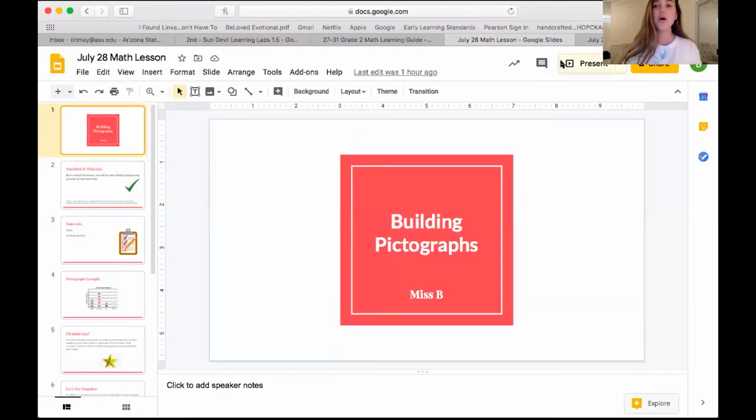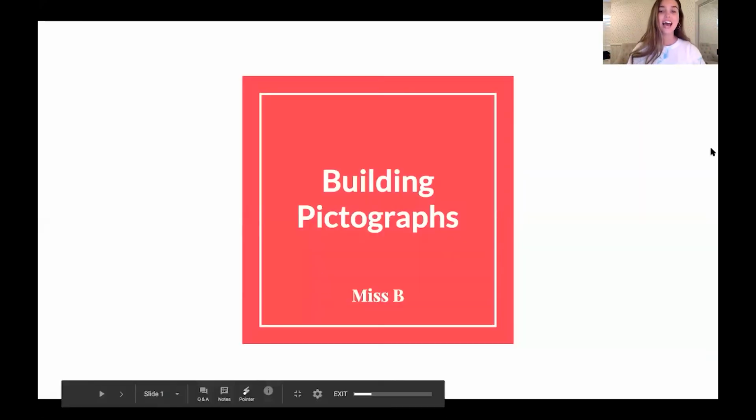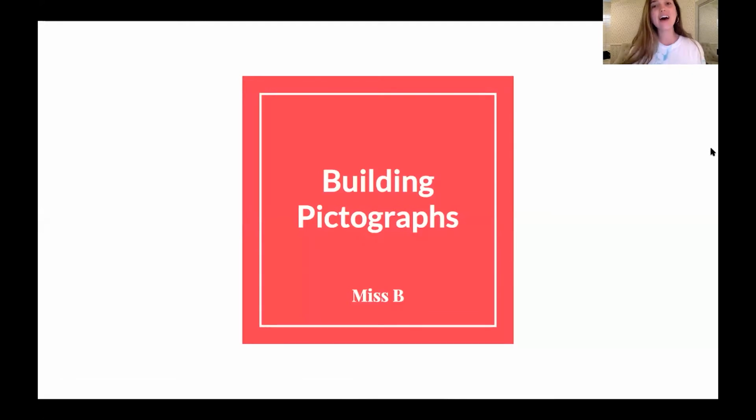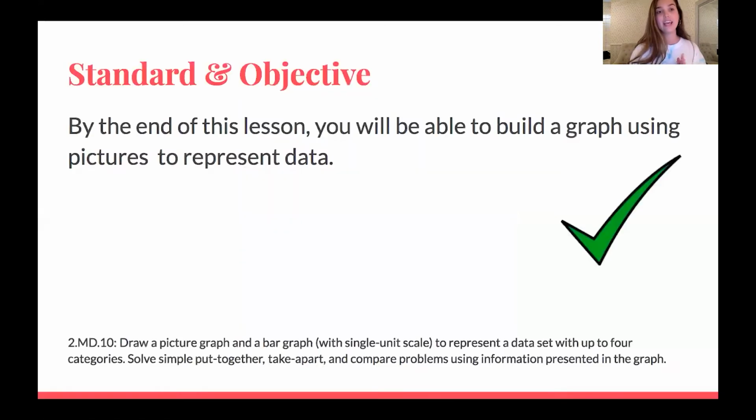All right, so today we are going to be talking about building pictographs. I know in a couple previous lessons I've talked about bar graphs, but today we're talking about pictographs, which is so exciting because it's a new topic for all of us. So let's go ahead and jump in.